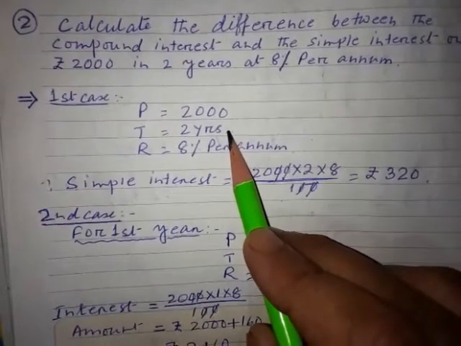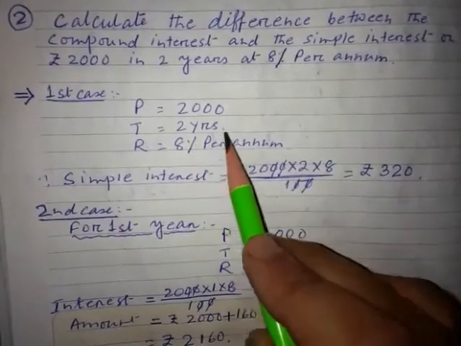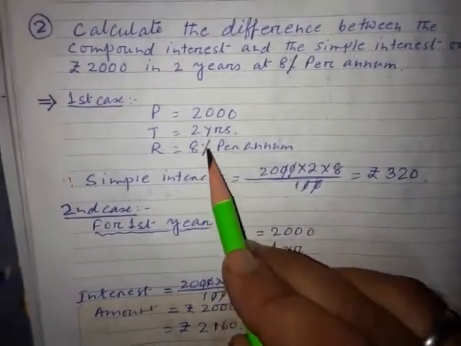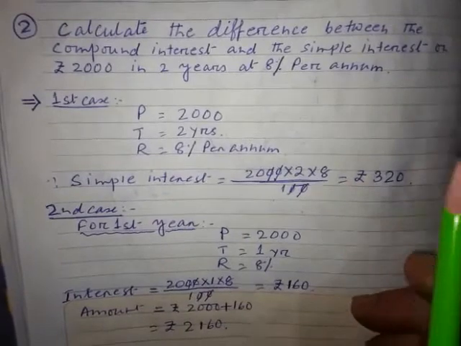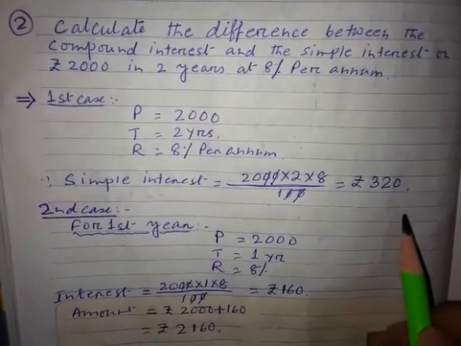In simple interest, again I am telling you, whatever period is given, we are calculating the interest for the full period only in one time. That is called simple interest.